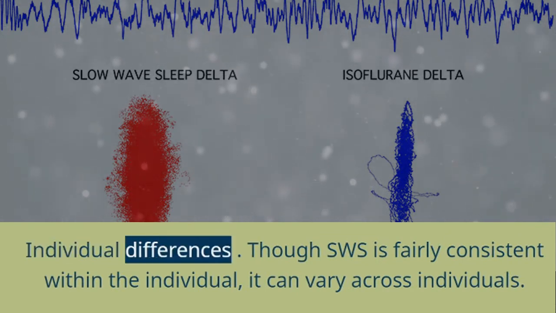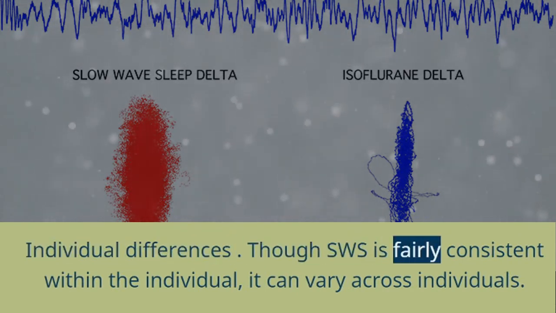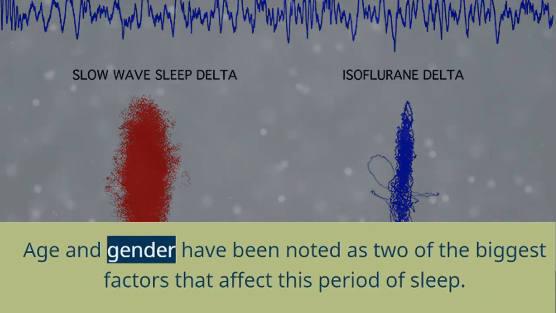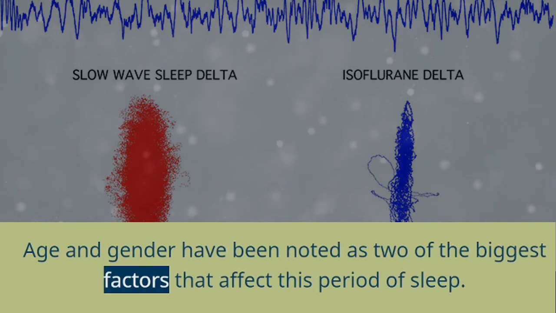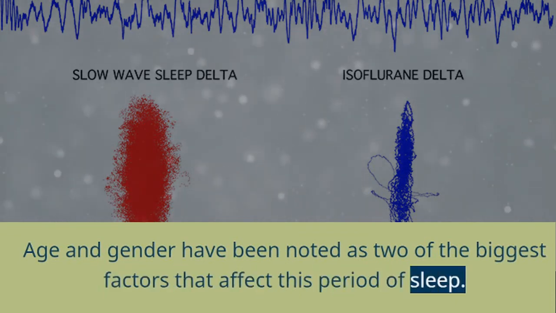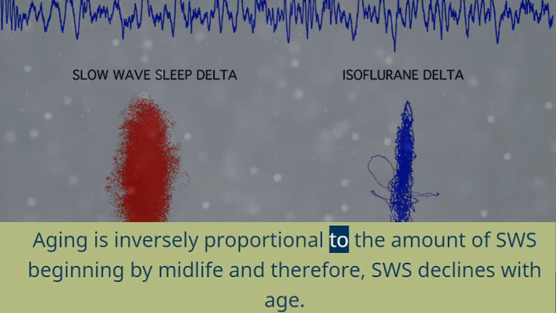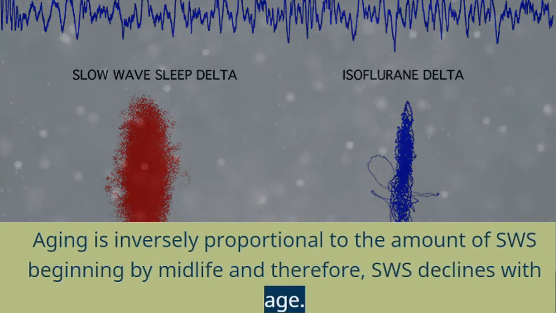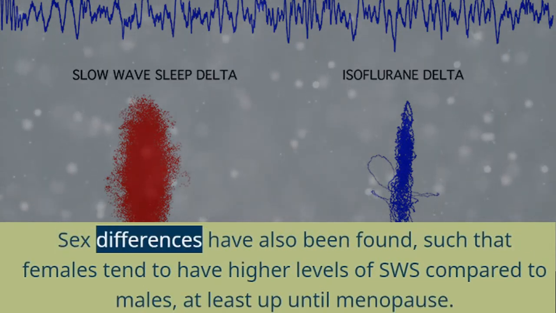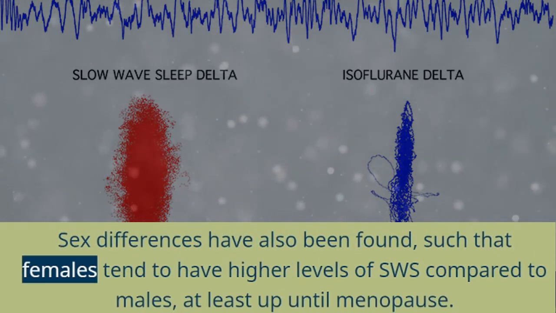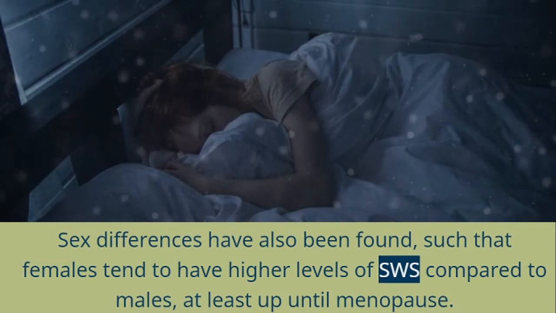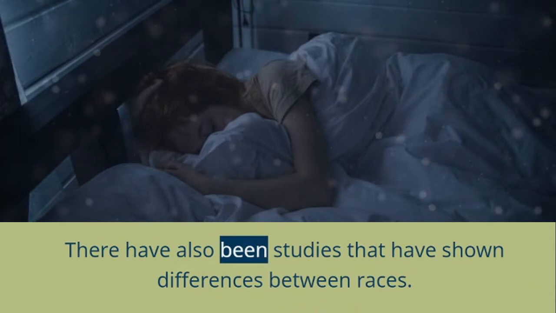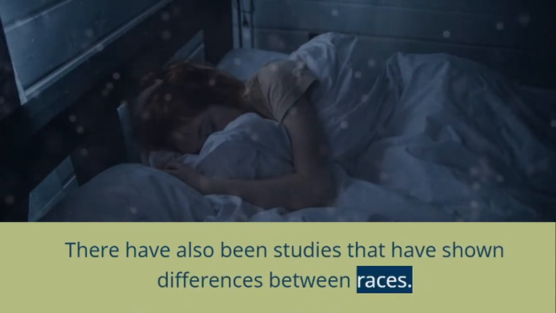Individual differences. Though SWS is fairly consistent within the individual, it can vary across individuals. Age and gender have been noted as two of the biggest factors that affect this period of sleep. Aging is inversely proportional to the amount of SWS beginning by midlife, and therefore SWS declines with age. Sex differences have also been found, such that females tend to have higher levels of SWS compared to males, at least up until menopause. There have also been studies that have shown differences between races.